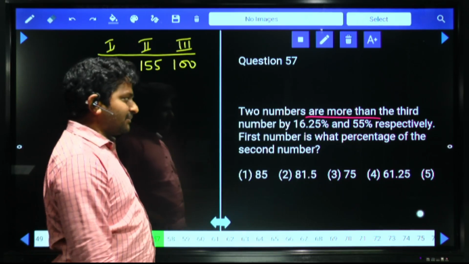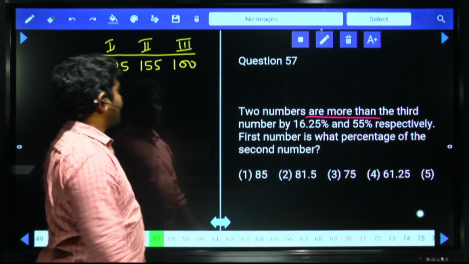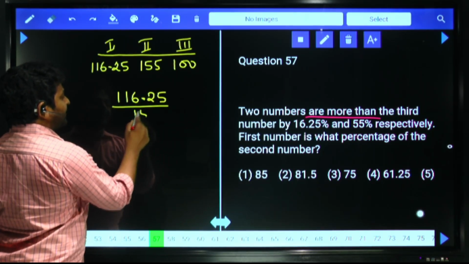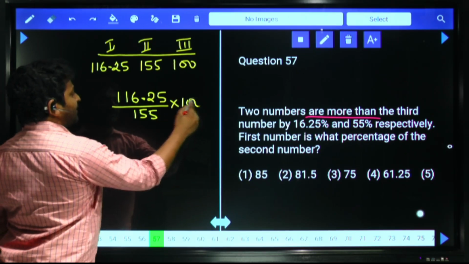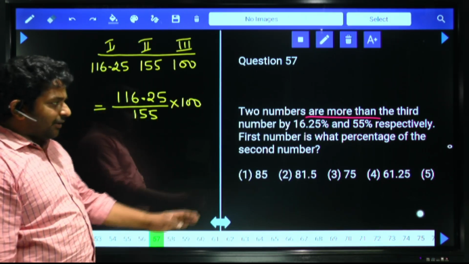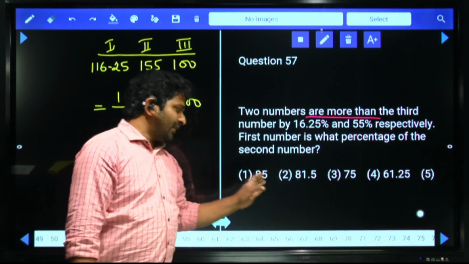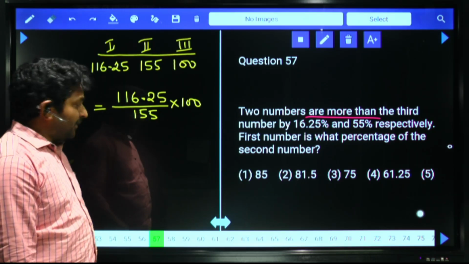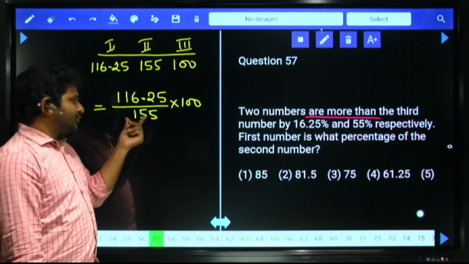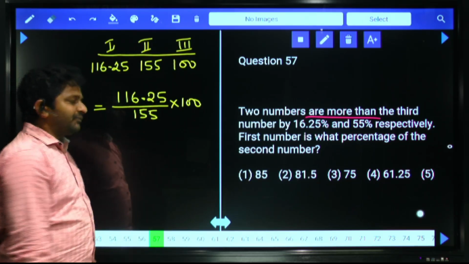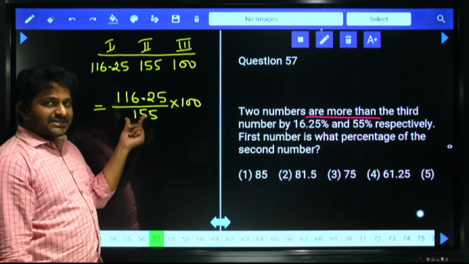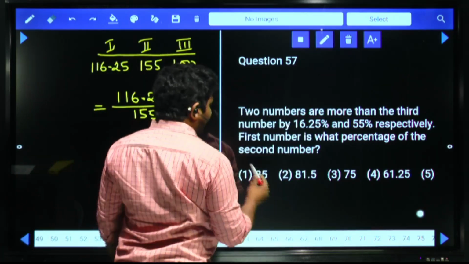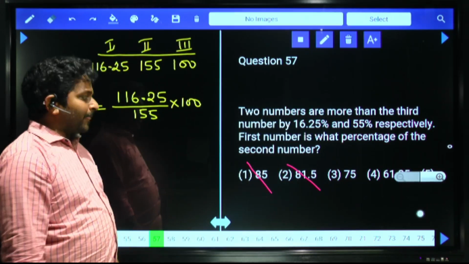Now your question is, the first number is what percentage of the second number? Now, 116.25 by 155 into 100. Now you are asked to calculate this value. When you look at the options 60, 75, 81, 85, let us assume, what is 10% of the denominator? 15.5. Forget about 0.5, we will consider that later. Assume it as 15. So in the numerator, how many 15s are there? 8 15s is 120. This is less than 116.25. Hence the answer definitely cannot be 80%. First to eliminate it. Either it is 75 or 61.